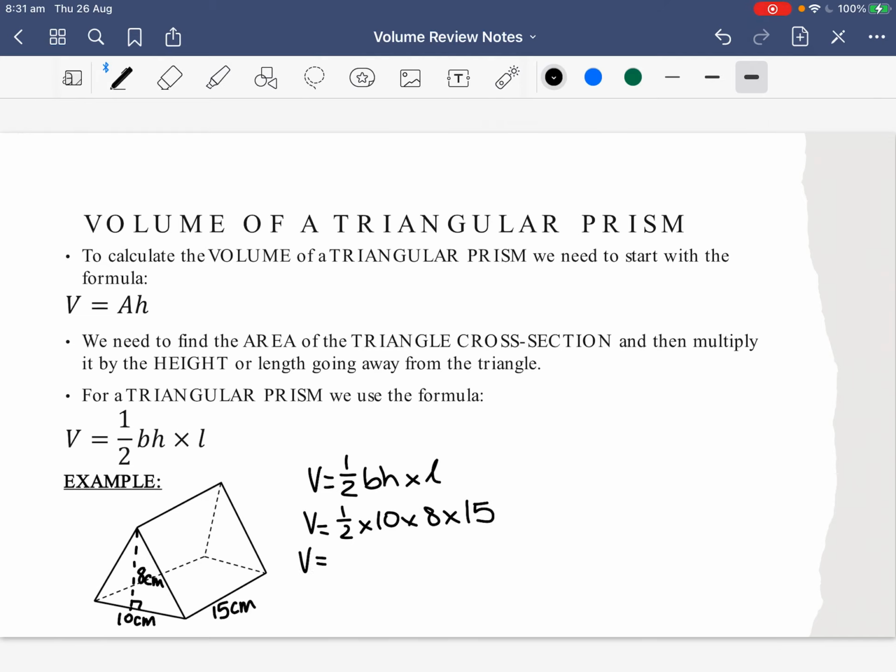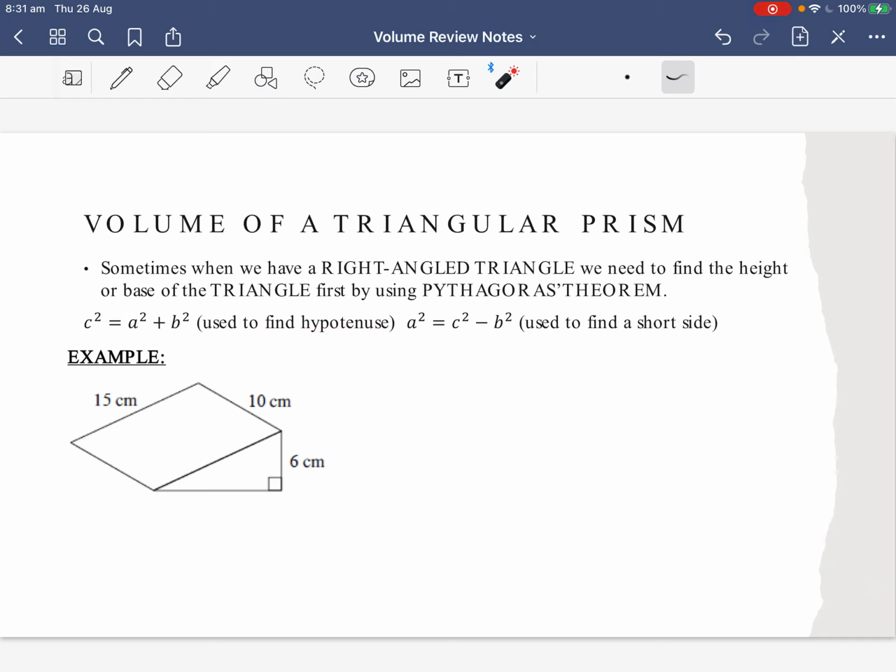For the volume of a triangular prism, sometimes we get a right-angled triangle and we need to find the height or the base of the triangle using Pythagoras' theorem. Pythagoras' theorem is c squared equals a squared plus b squared, and this is used to find the hypotenuse, the side opposite our right angle. Or we use the formula a squared equals c squared minus b squared, which is just the Pythagoras theorem rearranged, which we use to find a short side.